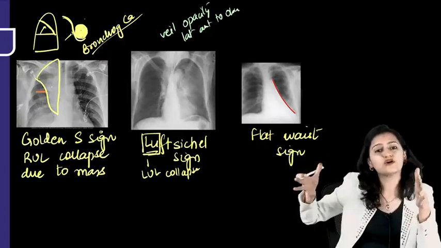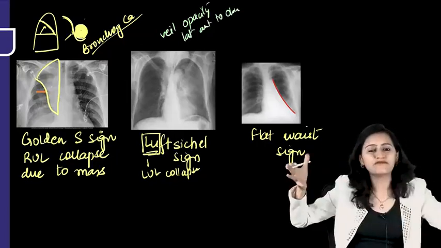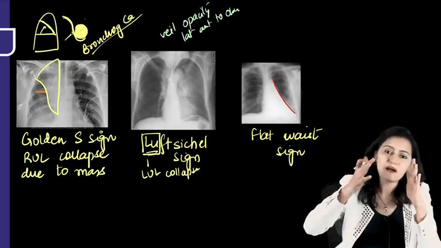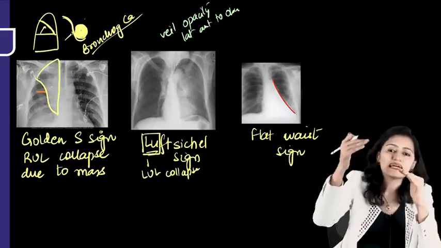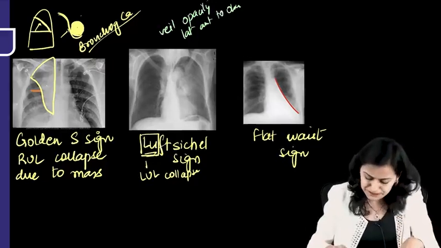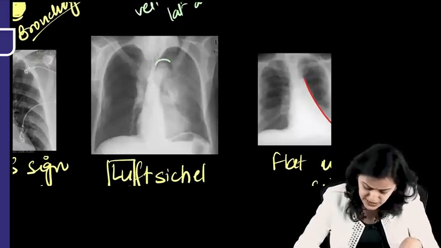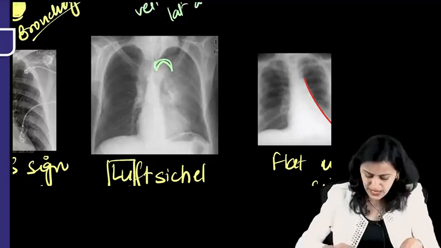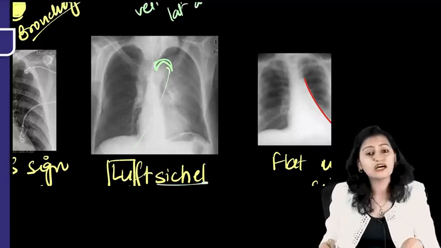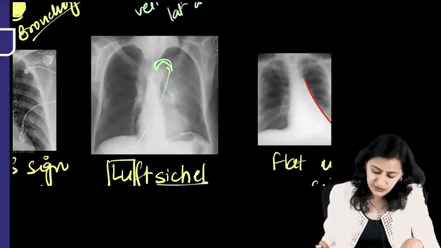So what happens? The lower lobe of the left lung gets hyperinflated to compensate. And part of the lower lobe now comes adjacent to the arch of aorta. So this is what you see here, the sickle-shaped air surrounding the arch of aorta. That is the Luftsichel. Luft-sichel is like a sickle of air.